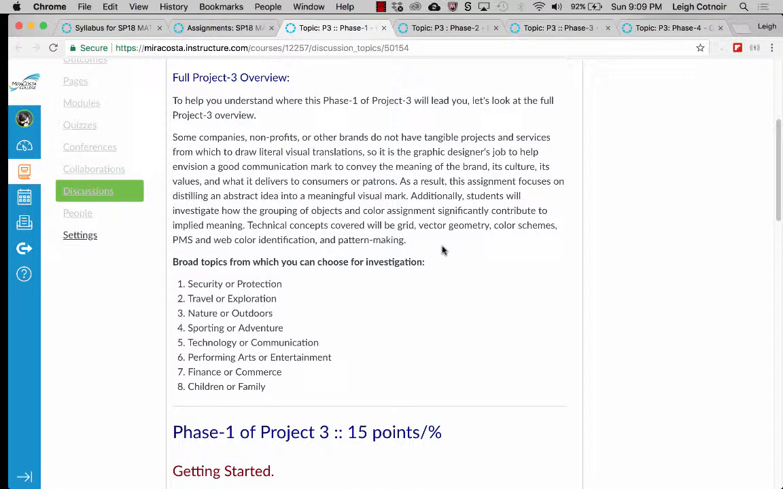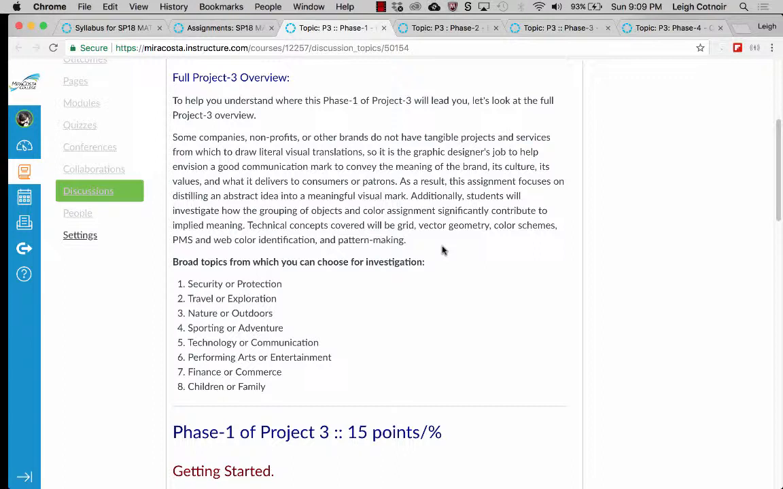Okay, so the assignment focuses on distilling an abstract idea into a meaningful visual mark. You're also going to be investigating how the grouping of objects and color assignment significantly contribute to implied meaning, right? So how do those things all contribute to what we understand when we look at that logo, or in this case, I'm just calling it a mark.